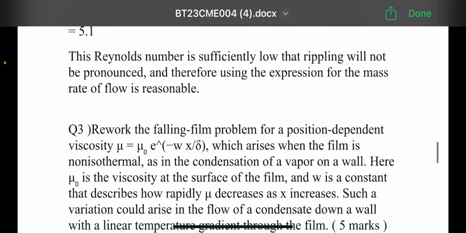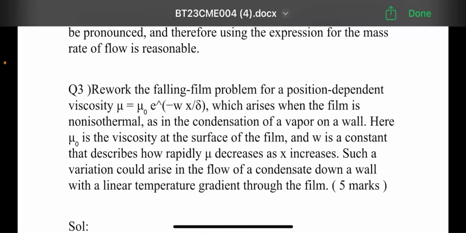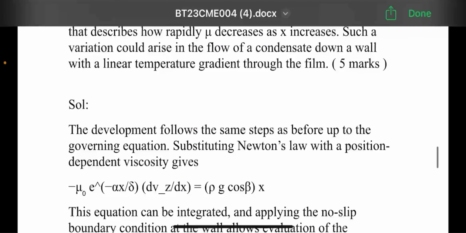So now we will solve another numerical. In this, it is asked to rework the film problem for a position dependent viscosity μ = μ₀ e^(-αx/δ), which arises when the film is non-isothermal, as in the condensation of vapor on a wall. Here μ₀ is the viscosity at the surface of the film and α is a constant that describes how rapidly μ decreases as x increases. Such a variation could arise in the flow of a condensate down a wall with a linear temperature gradient through the film. So we will solve this.